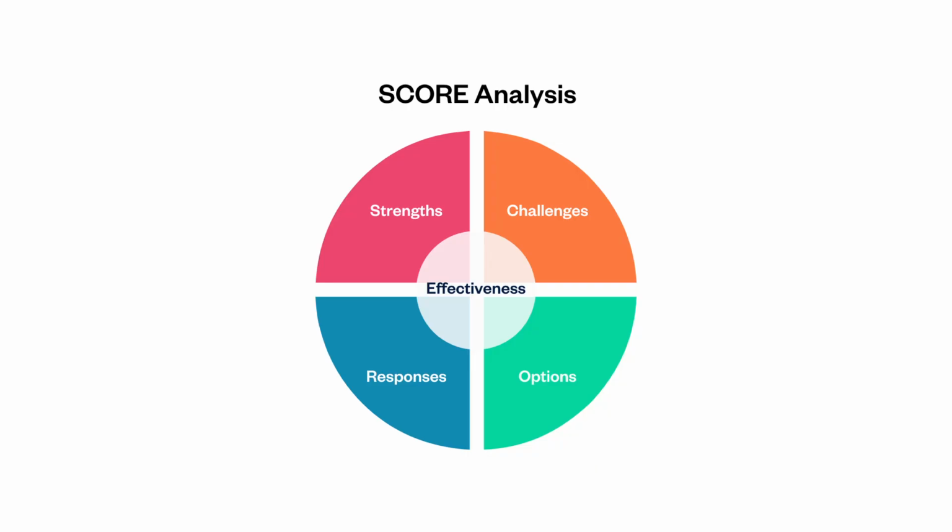A SCORE analysis helps organizations evaluate and plan through 5 key areas: strengths, challenges, options, responses, and effectiveness. It combines reflection with action, guiding teams to assess what's working, address obstacles, and choose strategies that deliver real results.